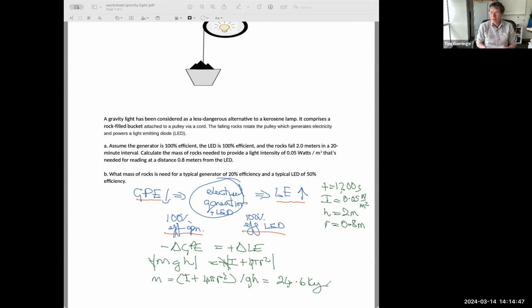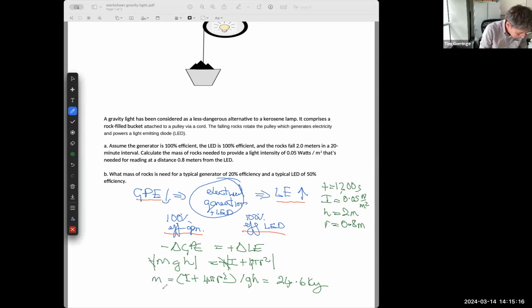Every 20 minutes, I've got a break from reading and lift up some rocks, and then I can go back to reading. But this was for a 100% efficient generator, or 100% efficient LED. So let's figure out now how much mass, obviously more, we have to drop if a generator isn't 100% efficient. LED isn't 100% efficient. And that's the question in part B of the problem.